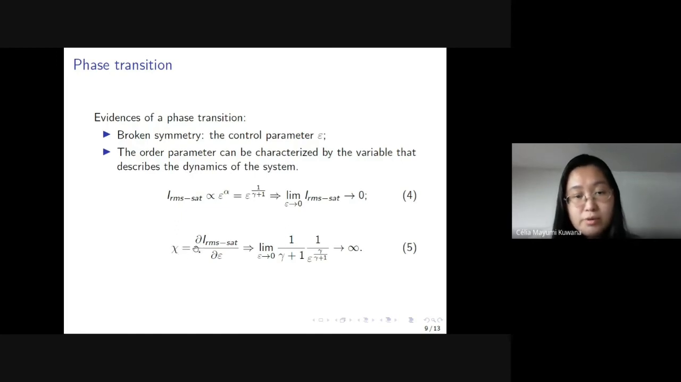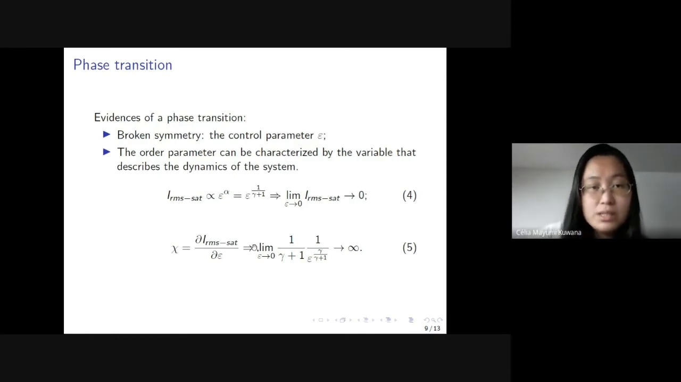It's given by the partial derivative of I root mean square with respect to epsilon. Then when we apply the limit when epsilon goes to 0, it diverges. So we have here the candidate to the order parameter. This is the order parameter, and we are facing a second order phase transition.